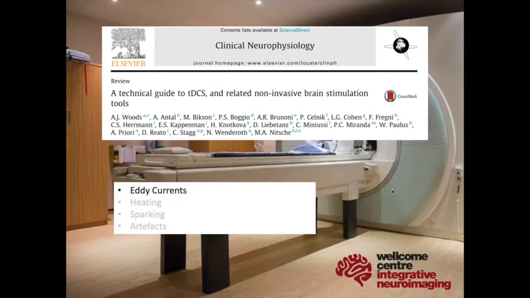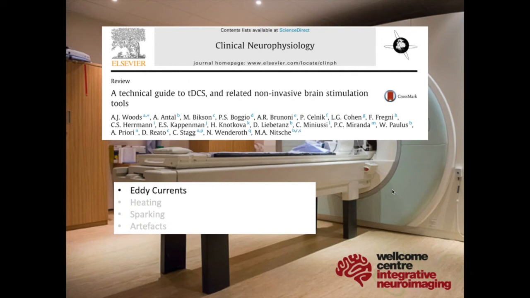Eddy currents are the things that we worry about a lot. You've got a rapidly changing magnetic field if you're using the gradients, and a rapidly changing magnetic field induces an electric current. If you've got a loop of wire of any size, especially with the brain in the middle of it, then the worry would be that you would induce an electric current in that loop. And obviously the worry would be that you're delivering much more stimulation in an unsafe way to the subject's brain, and doing other bad things as well, but that's the primary worry.